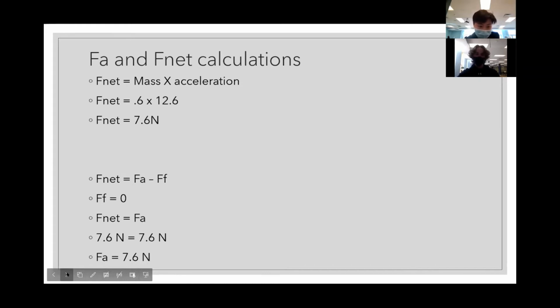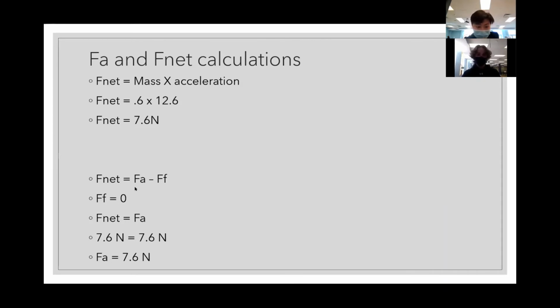The applied force and the net force calculations. The net force is calculated as the mass times acceleration. The mass of the basketball is 0.6 kilograms. The acceleration, calculated from the slope of the velocity time graph, is 12.6 meters per second squared. This means that the net force is 7.6 newtons when we do the calculation.